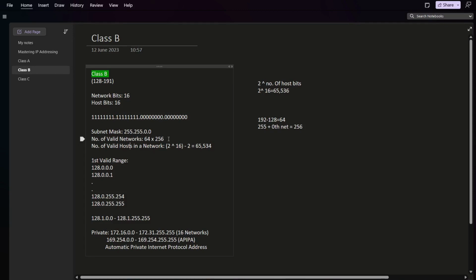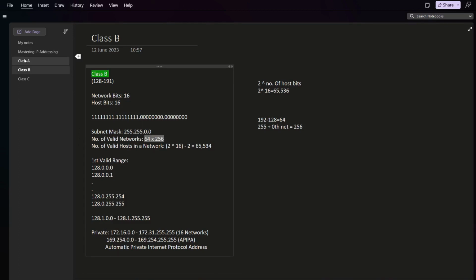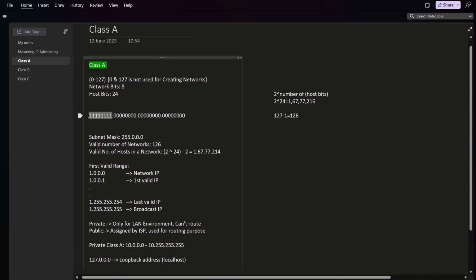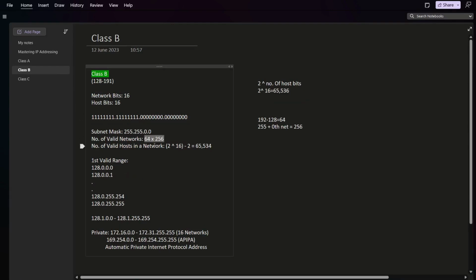Now to calculate the number of valid networks, the case here is different. In class A, there was only one octet, so from the range we could calculate the number of valid networks. But in class B, the situation is different. We change the formula here, so we are doing 64 into 256. Why 64 and why 256? The range here is 128 to 191. This is the range of the network, okay?